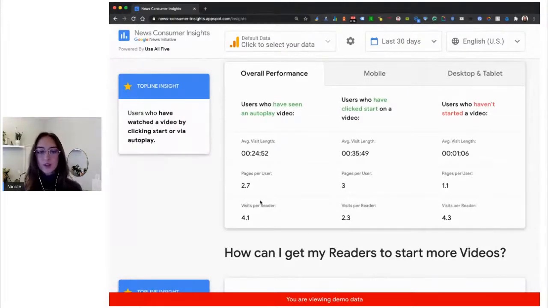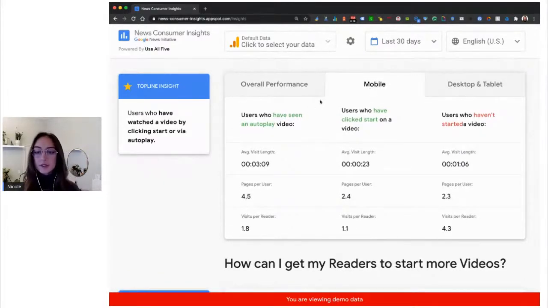So users who have watched a video by clicking start or via autoplay, and comparing that data so that you can better understand maybe how your users are choosing to engage with your video content. If we toggle over here to the mobile, we'll be able to see the same exact information, but just based off of mobile versus desktop and tablet.